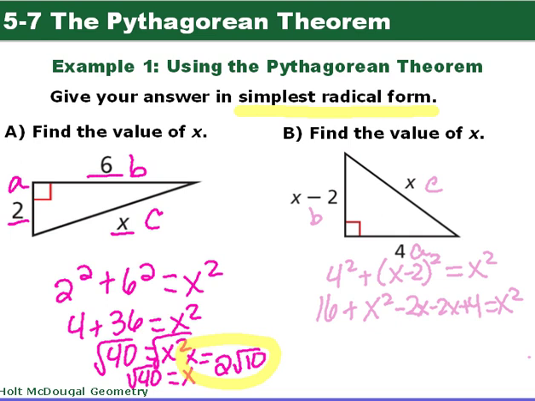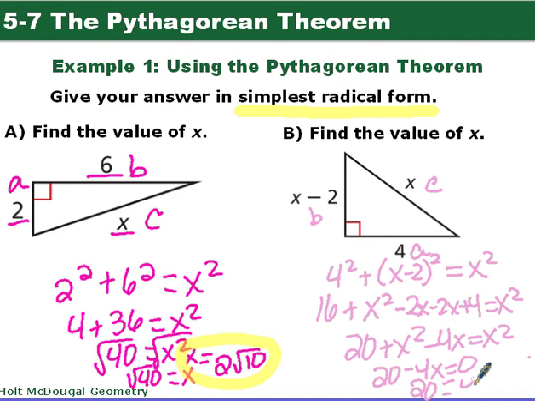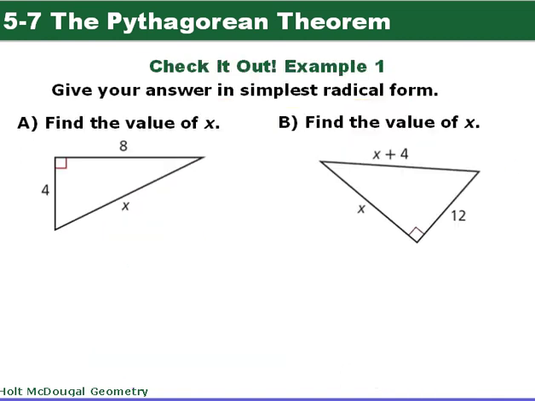So now we can combine like terms, simplify on this side, so we're going to get 20 plus x squared minus 4x equals x squared. Subtract x squared from both sides, we get 20 minus 4x equals 0. Add 4x to both sides, 20 equals 4x. Divide both sides by 4, we're going to get x equals 5. All right, so now we have two problems for you to do. Make sure your answers are in simplest radical form.